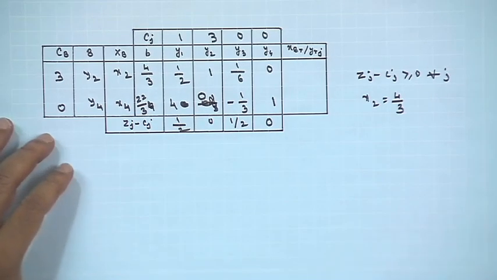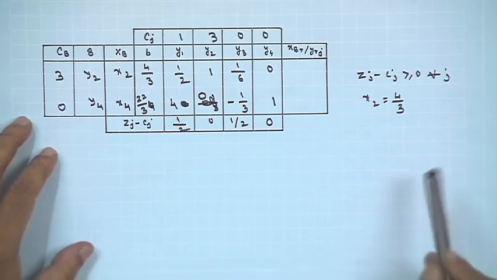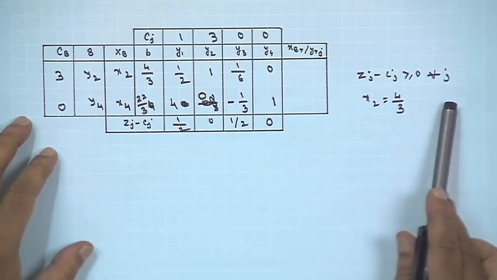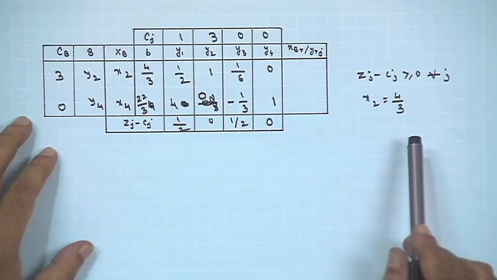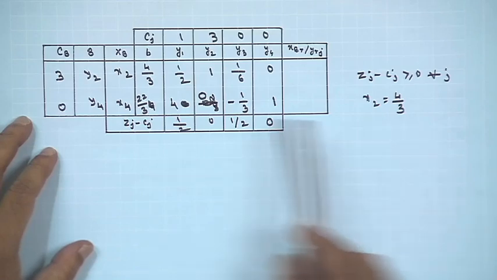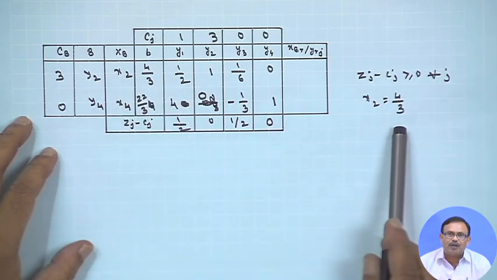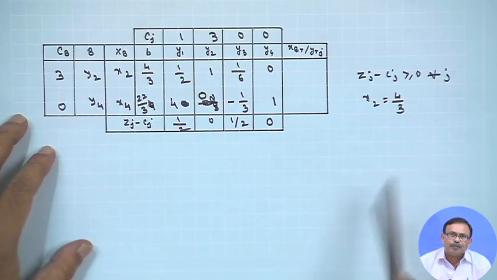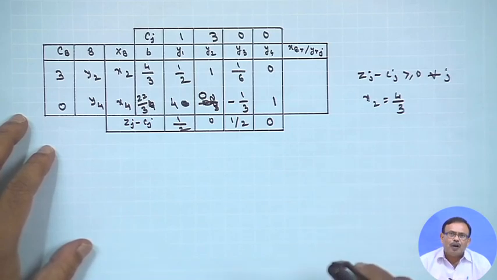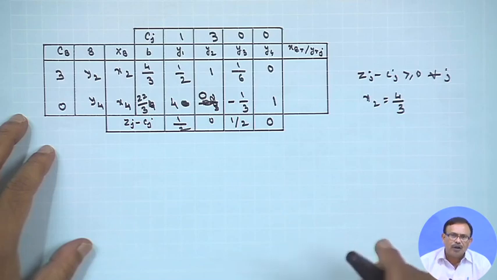What we are finding out is zj minus cj is greater than or equal to 0 for all j, but the feasibility condition is not satisfied, since the value of one of the basic variables, that is x2, is equal to 4 by 3, which is non-integer. So, now I have to use the Gomorian method to avoid this non-integer value.